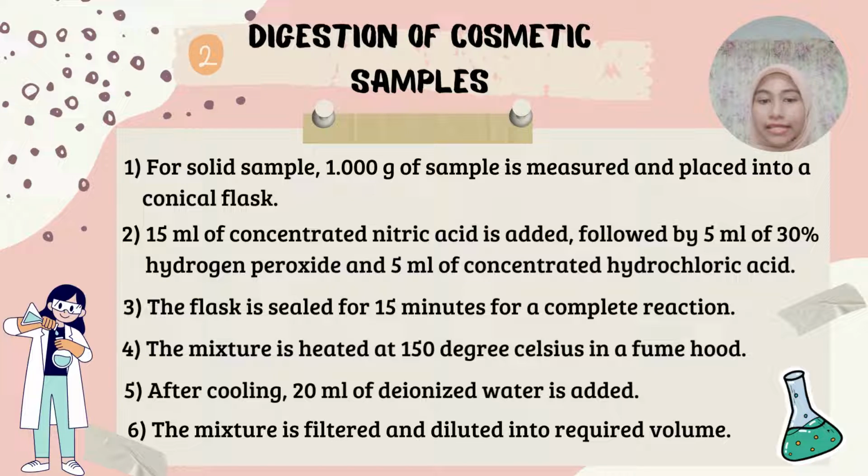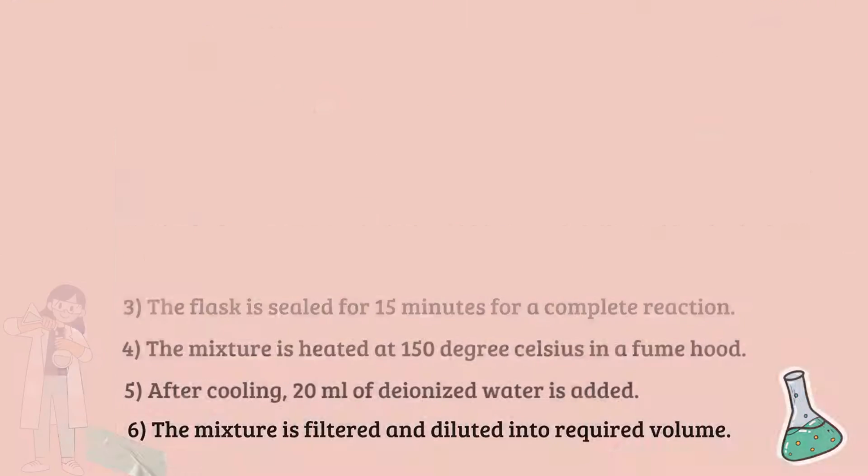The mixture is then heated at the required temperature. Let's say we heat the mixture at 150 degrees Celsius in the fume hood until no more brown fumes are observed. Then, they are allowed to cool before a measured volume of deionized water is added. Finally, the mixture is filtered and diluted accordingly. The digestion should be performed in triplicate to ensure the accuracy of the final results.